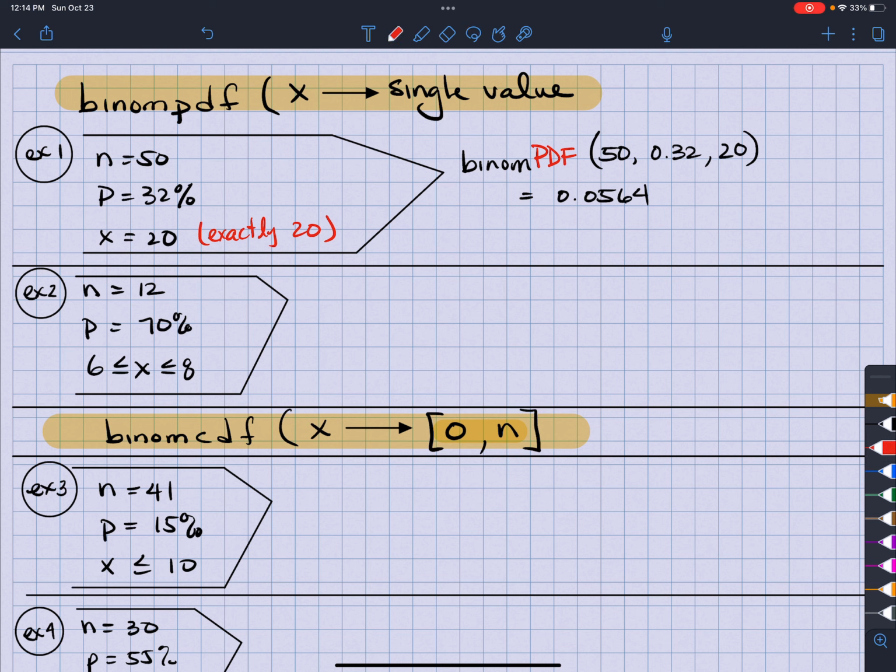Okay, this next one, you're gonna see this example twice, one as a PDF and one as a CDF. So let me go ahead and show you what the PDF side is gonna look like. Now, the PDF side, if you look at this, this has less than or equal to, which means that it includes 6 and it includes 8. So what we want here is 6 successes, 7 successes, and 8 successes, okay?